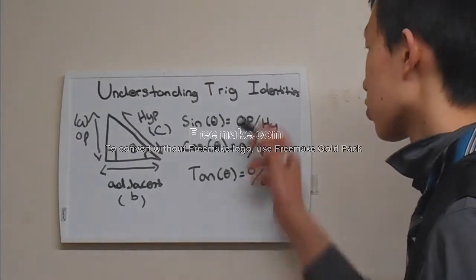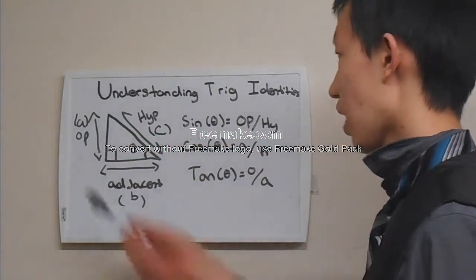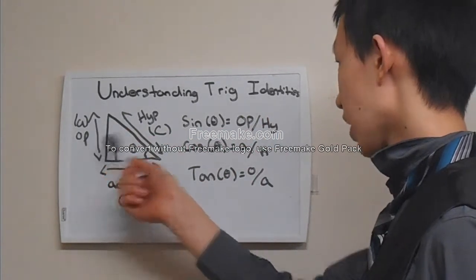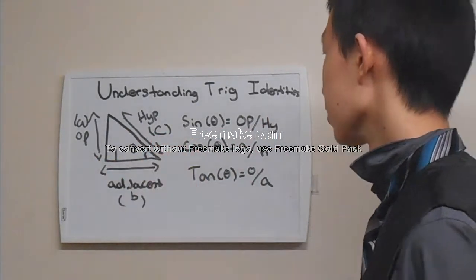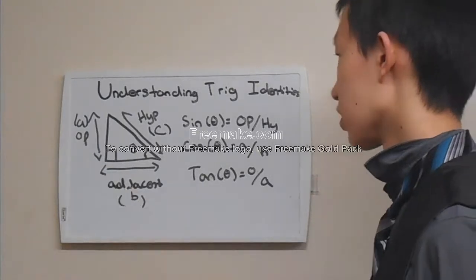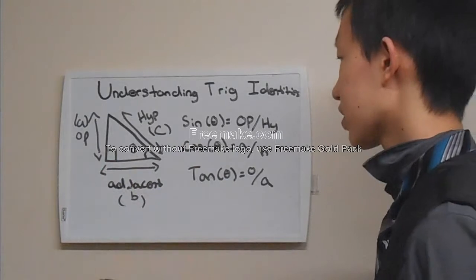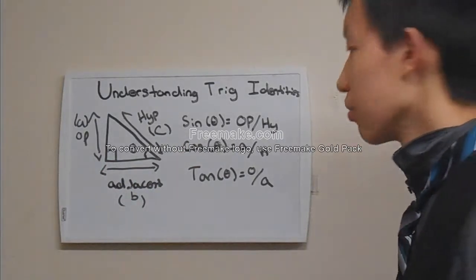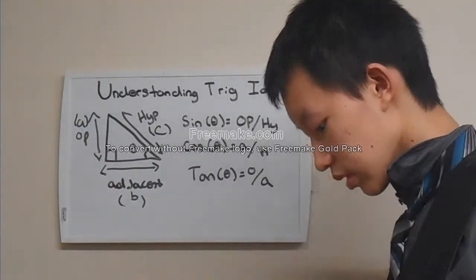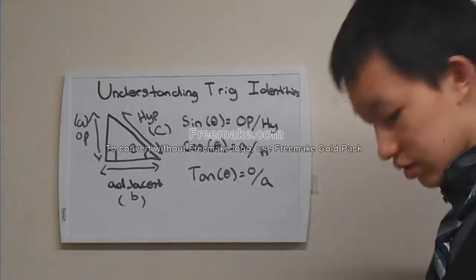Using what we know about the right triangle, we know that sine is opposite over hypotenuse, cosine is adjacent over hypotenuse, and tangent is the opposite over adjacent. Using this, we can help prove one of the trig identities in your formula booklet.